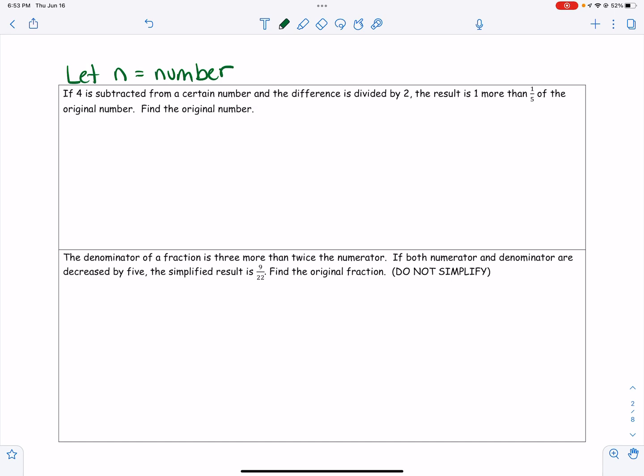So the equation says 4 is subtracted from that number. So the 4 has to follow the minus sign. And then that entire difference is divided by 2. The result, there's the equal sign, is 1 more than 1/5 of the original number.